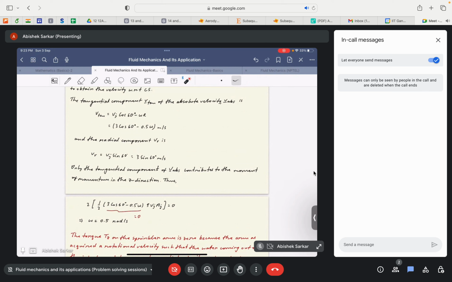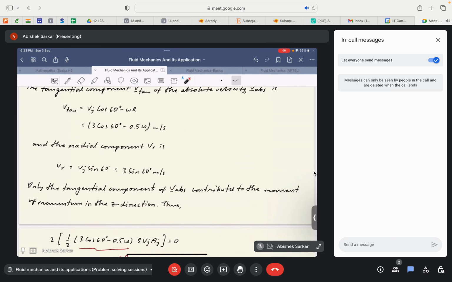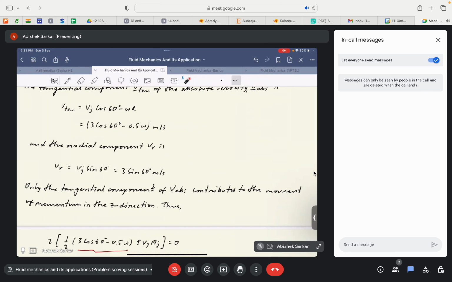But again, only the tangential component of absolute velocity contributes to the moment of momentum in the z direction. It is only the tangential component that would result in the moment, right? Because while evaluating the torque, we take the tangential component of the force, that is the tangential force that acts along the surface. This is a core mechanical concept. What is the difference between torque and moment?